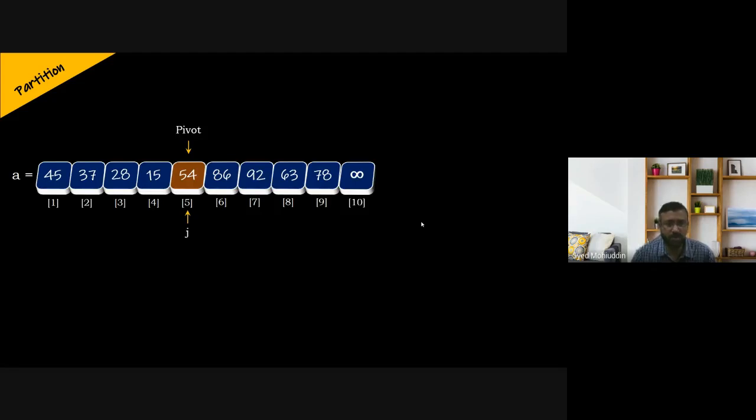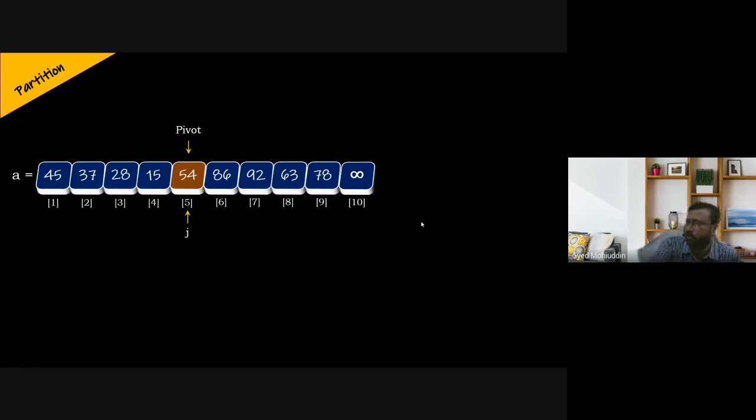Now, if you observe, all the elements towards its left are smaller than the pivot, that is 54, and all the elements towards its right are greater. Even the last element, the infinity which we have added, is greater. So the infinity element is just used as a large value so that we start comparing. We move from left to right depending upon the elements present. Once we find the pivot position, the partition algorithm will return the index j. An element will be at its place.